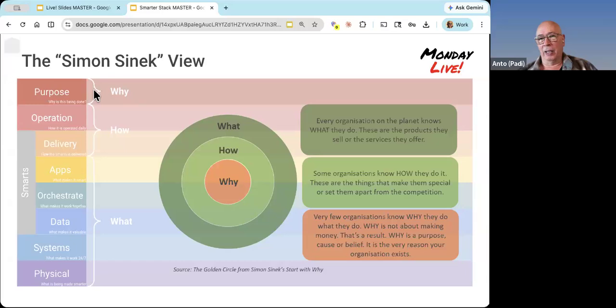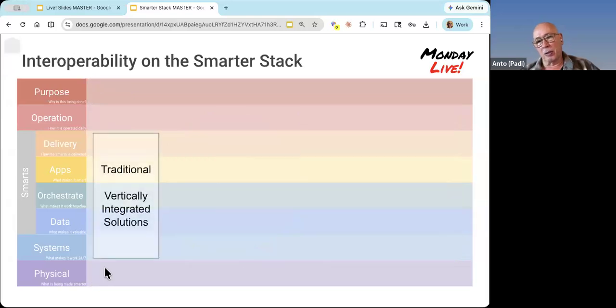Right? The purpose is the why. That's the only reason anything happens, that there is a reason to do something. That's the purpose. And then the two things at the top there, the operation and the delivery, is really the how. It's how things actually happen to serve that why. And everything else is really just the what, the pieces of technology, the components. And what we started to do with this is say, okay, we can use this to model things.